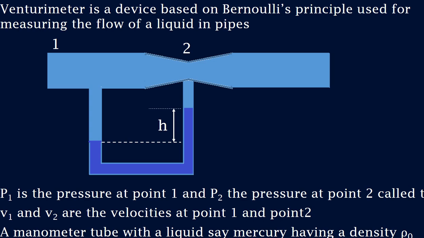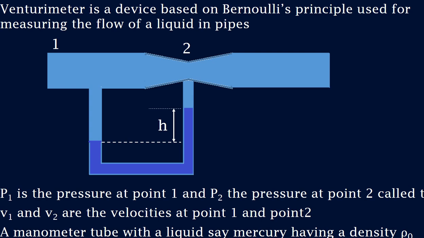A manometer tube filled with a dense liquid like mercury, of density ρ0, is connected to the pipe, as illustrated in the accompanying figure. At point 1, we identify P1 as the pressure at the initial point, having capital A as the area of the wide opening, and small a is the area of the throat, and P2 is the pressure at the throat, that is point 2. The corresponding velocities at these 2 points are denoted by V1 and V2.